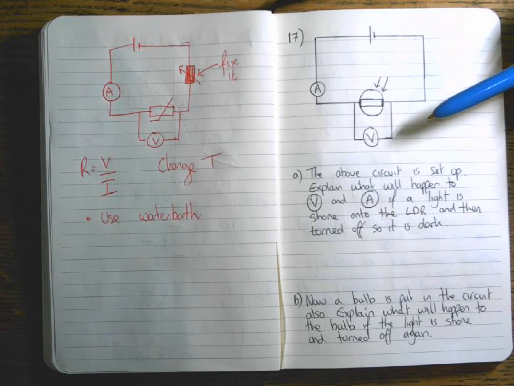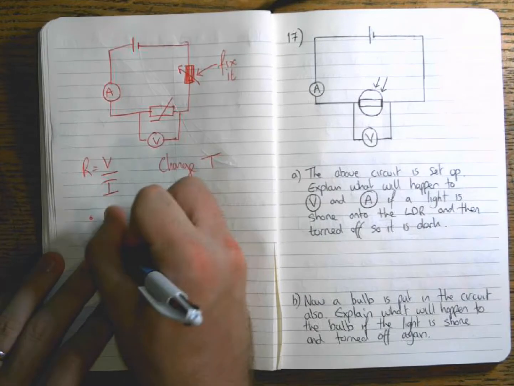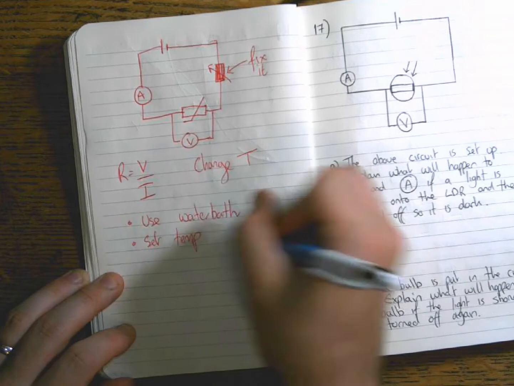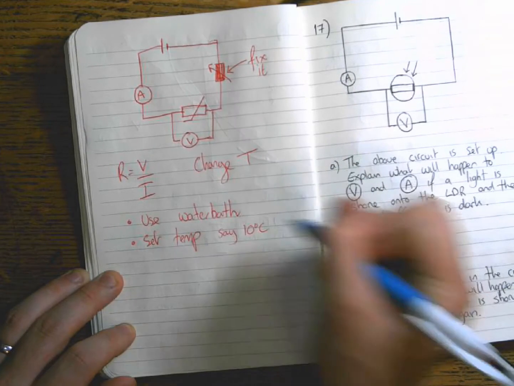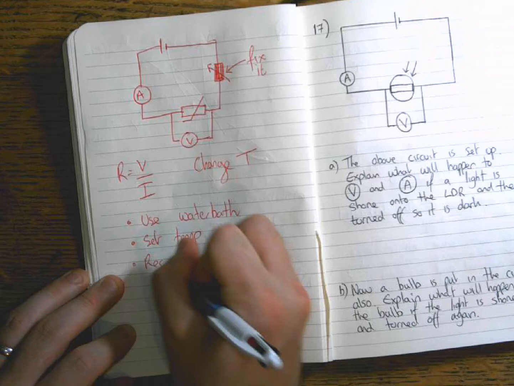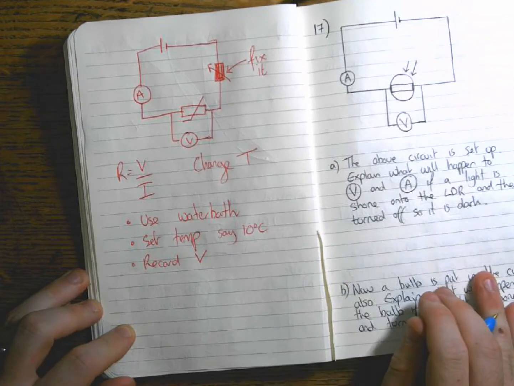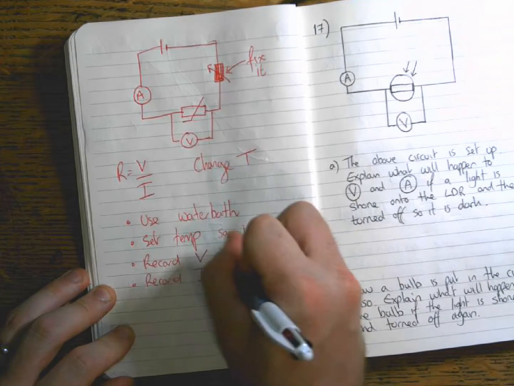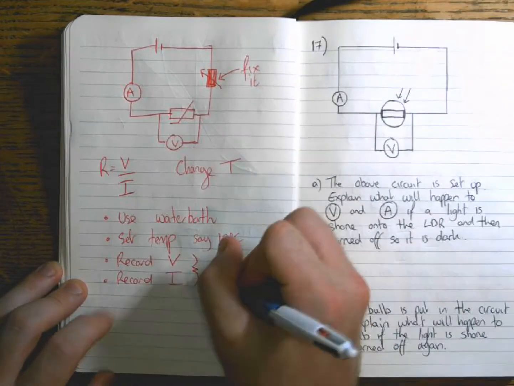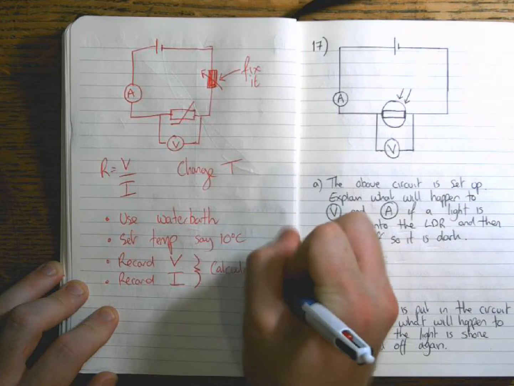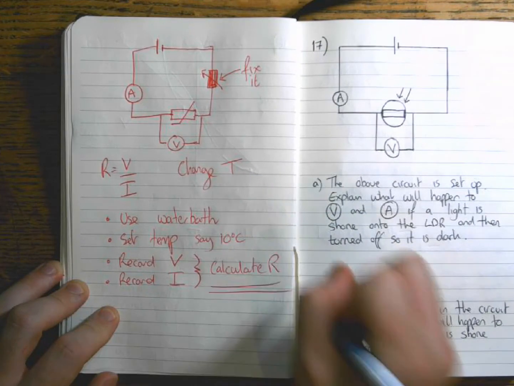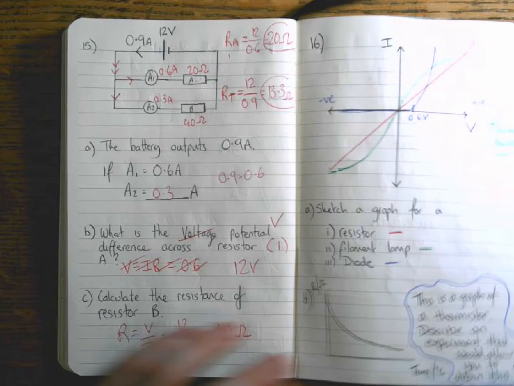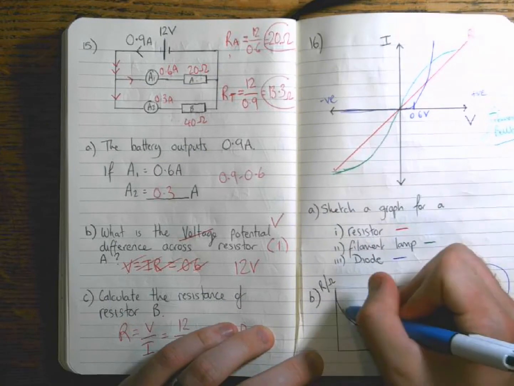dangerous effects. So I use a water bath, set the temperature, say 10 degrees, record the voltage, record the current. The reason we do this is because it will allow us to calculate R. Oh, wait a minute, we've got the temperature and we're now able to calculate R. Change the temperature and calculate R so we can get results.